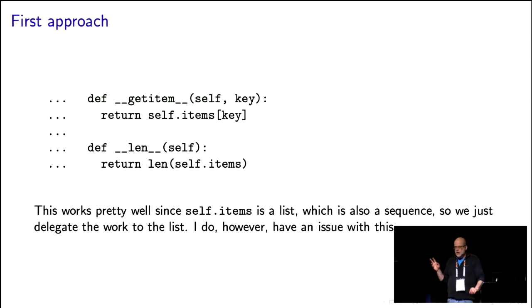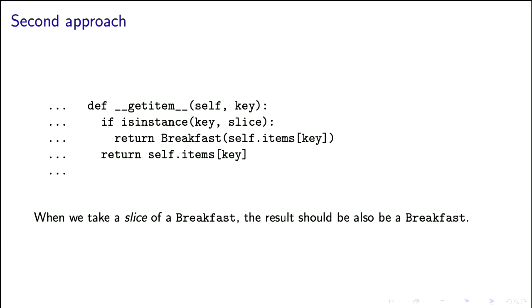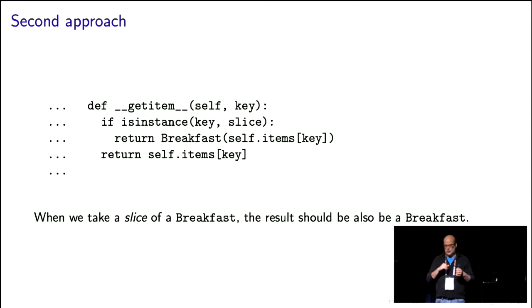Now, I say first approach, I kind of don't like this on a philosophical level, even on a functional programming level, so let's talk about the second approach. The second approach has to do with slices. I don't have any problem with the idea that if I say give me breakfast square brackets 4, it's spam. That's not a breakfast, that's just an item of food. It's not the same type, and I don't have a problem with that, in the same way that when you obtain an item from a list, that item is not necessarily a list. It has whatever type it has. But once you slice, you're taking a sub-sequence of a larger sequence, so that thing should be the same type as the sequence it came from.